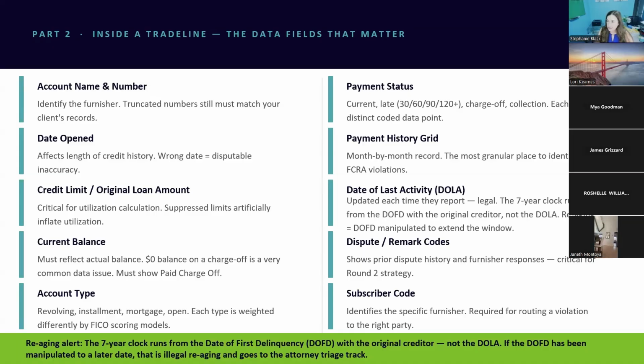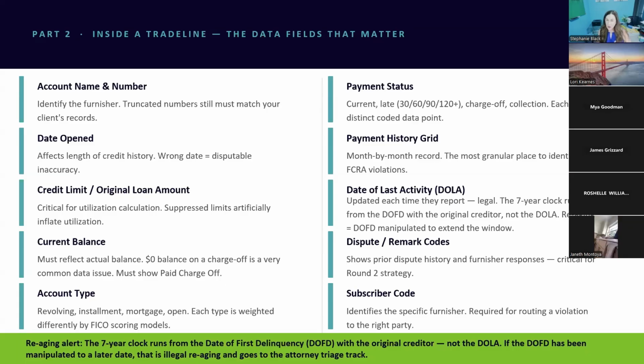Date of last activity. This is where it gets confusing for people. So the date of last activity can actually get updated anytime they report. And I think I made a mistake when I said date opened has to be the same, but date of last activity, say a collection agency bought the account, every time they update it, they could update the date of last activity if they wanted to. It's perfectly okay. So sometimes you'll see that. We're going to look at some examples here in a minute.